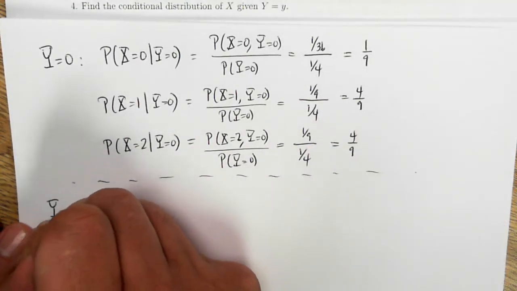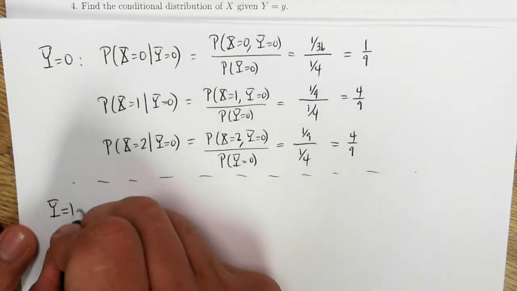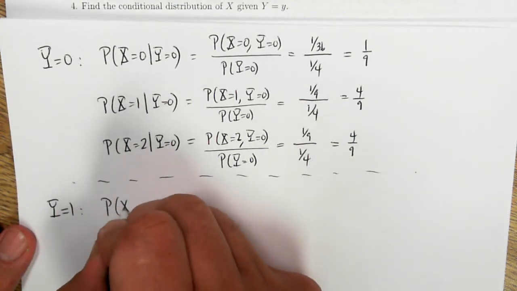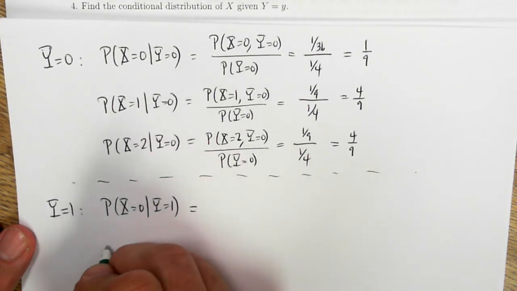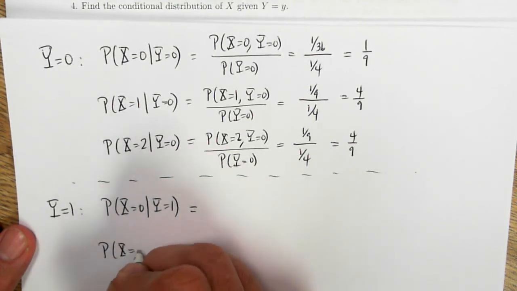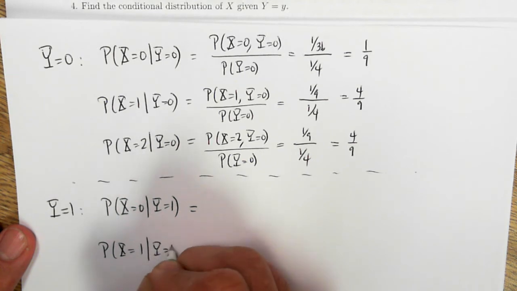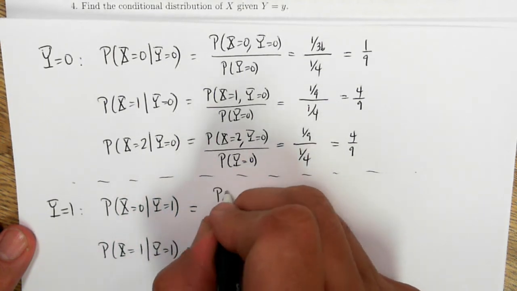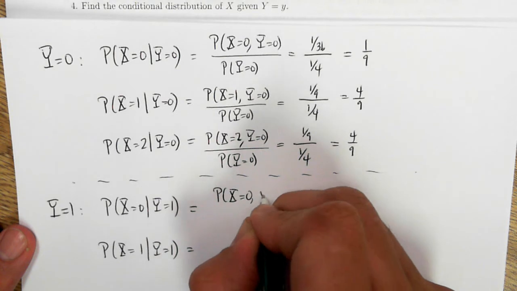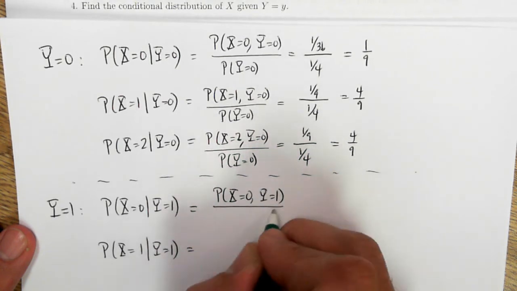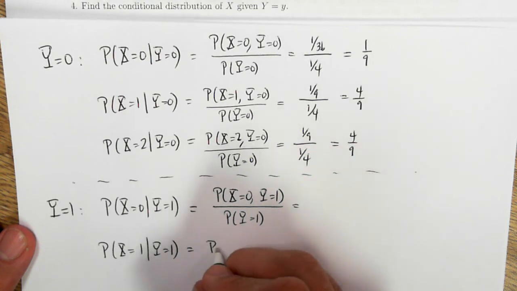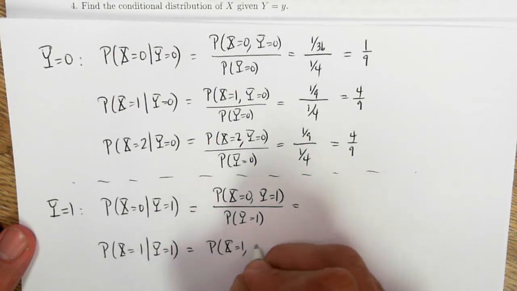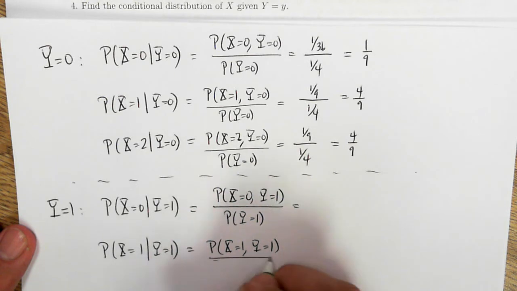Next, let's find the conditional distribution of x given that y equals 1. There are two possible values of x. X could be equal to 0, or x could be equal to 1. So that's the probability that x equals 0 and y equals 1 divided by the probability that y equals 1. This one is the probability that x equals 1 and y equals 1 divided by the probability that y equals 1.